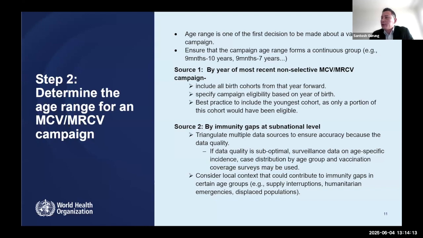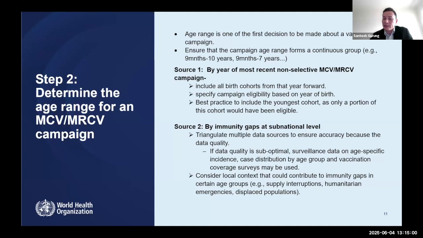The second aspect is the immunity gaps at a subnational level, and different campaign age ranges may be justified at subnational levels, especially if a birth cohort or a geographical area was previously omitted or had very low coverage. There are special considerations when determining the age range at a subnational level, because this is where there are a lot of issues and concerns around the accuracy of data. There are examples of overestimation of population immunity for certain age groups where coverage might have been calculated using outdated demographic data. So it's important to triangulate multiple data sources.